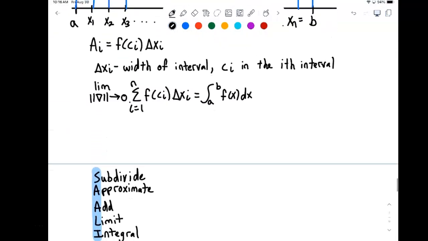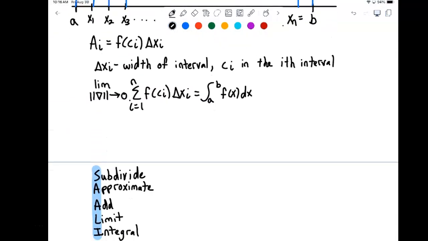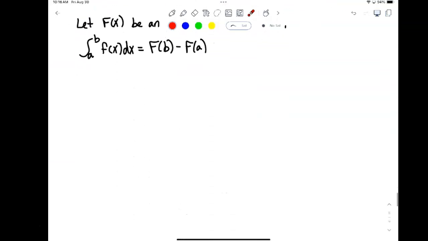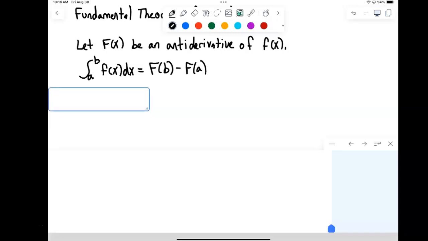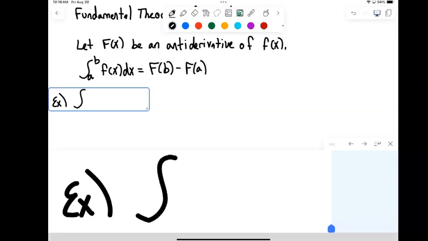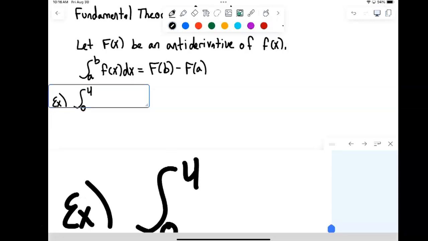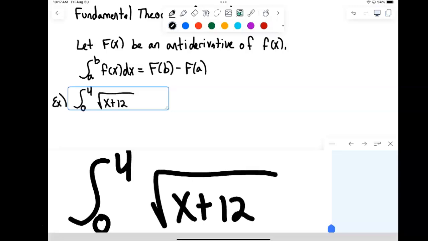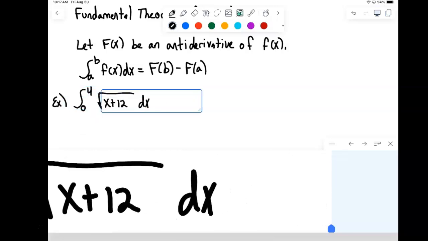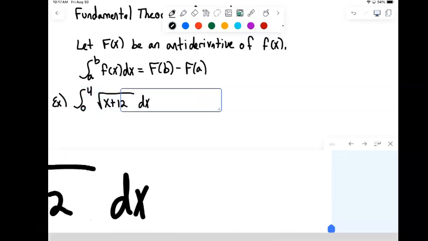And that will allow us, once we have an integral, to be able to compute these things without having to think of it in terms of a sum or a limit. So let's do one example here, just to review, because we're going to do some more of this later. Let's consider the integral from 0 to 4 of the square root of x plus 12 dx. So we want to evaluate this definite integral.